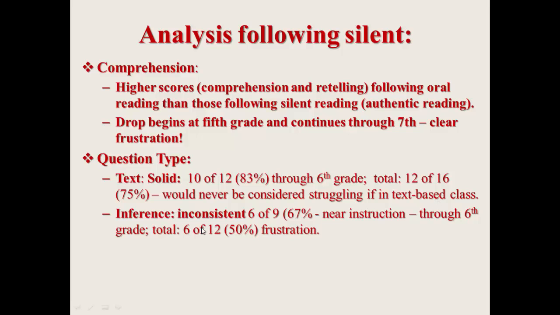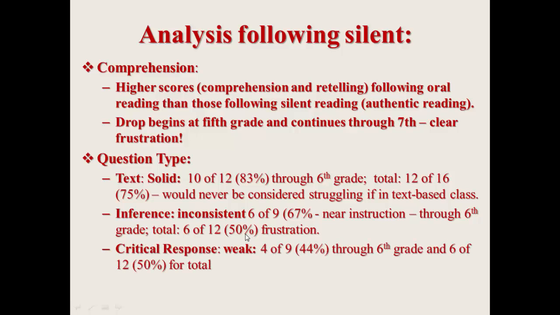Inference, folks, inconsistent. Remember we said if we looked at only the levels above frustration, we had 67%. If we included all, we had 50%. Critical response, though, is weak. If we look at the 3 levels above frustration, we're dealing with 44%. All of them, we're dealing with 50%. What's our question?